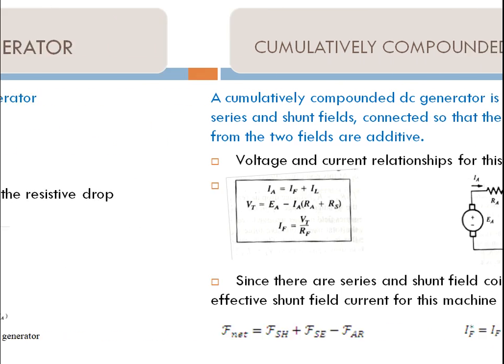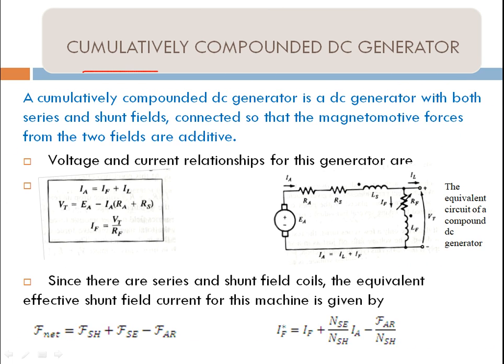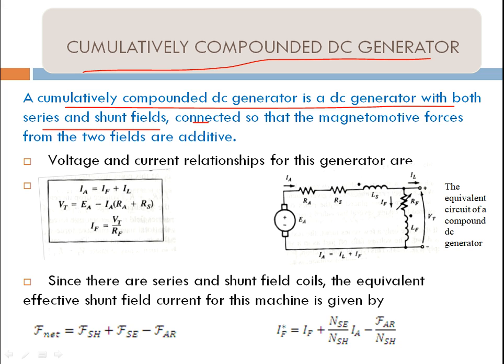And the cumulative compound DC generator. We are talking about the fourth DC generator; the third one is the series generator. The cumulative compound DC generator is a DC generator with both series and shunt fields connected so that the magnetomotive forces of the two fields are additive.